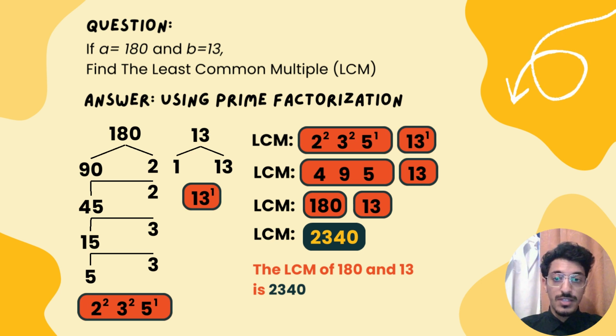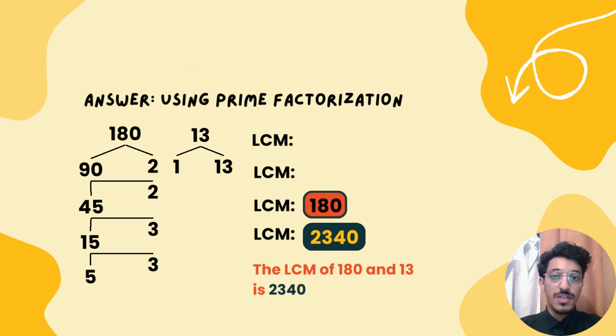So 180 divided by 2 gives us 90. 90 divided by 2 will give us 45. 45 divided by 3 will give us 15, and then 15 divided by 3 will give us 5. So 5, we can't divide it because it's one of the prime factors. The same thing goes for 13.